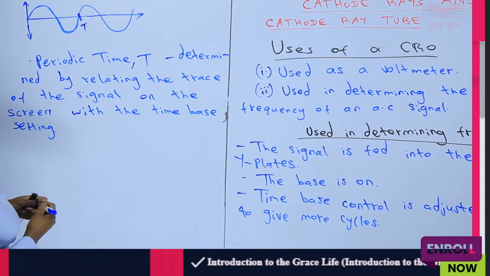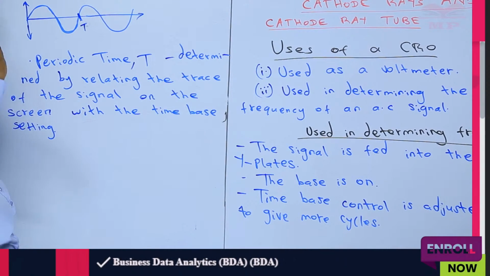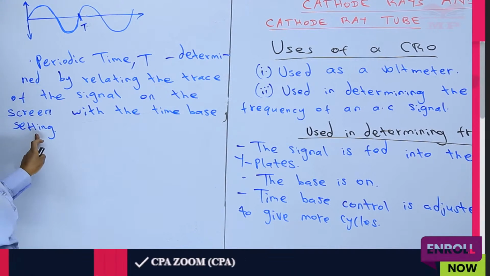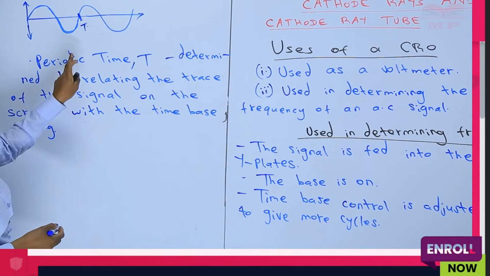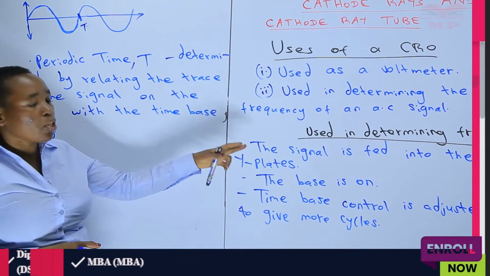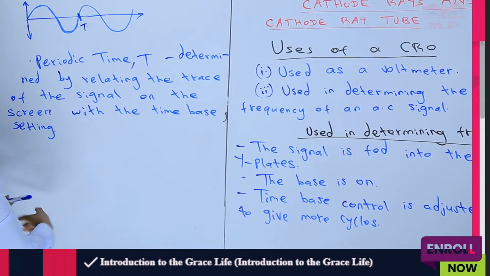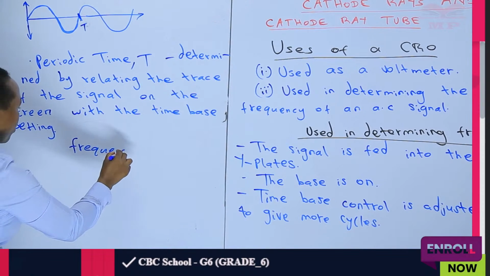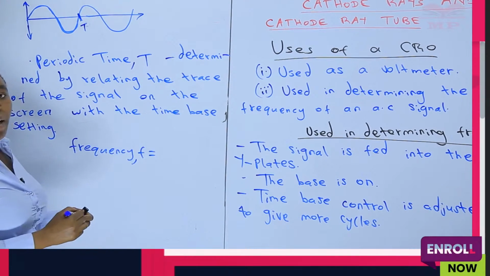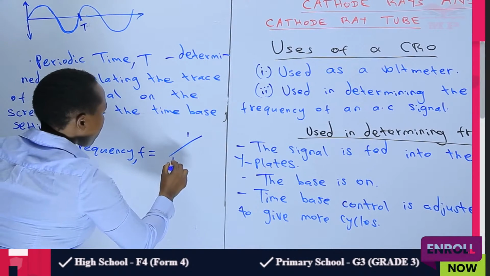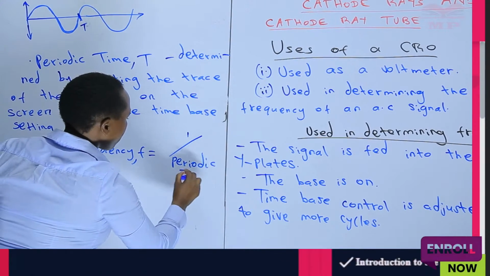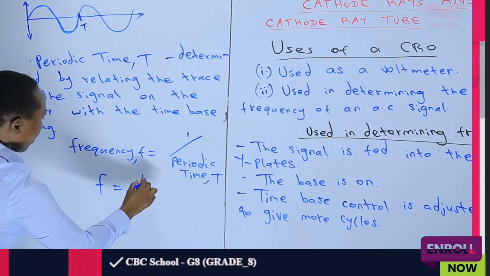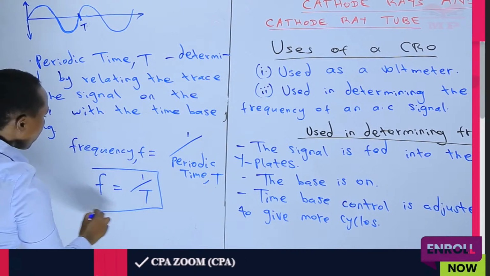So the periodic time is now being determined by relating the trace of the signal, which we have seen on the screen, with the time-base setting. So we can now get the periodic time because we are saying that the time base is on. When we get the periodic time, we can then calculate the frequency, F. By the formula, frequency is simply the reciprocal of the periodic time, T. And therefore, we can calculate frequency by getting the reciprocal of the periodic time.